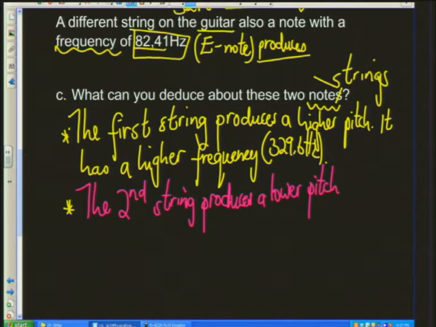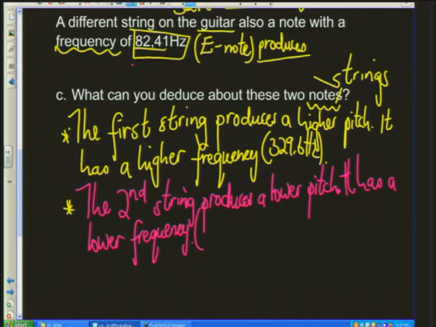Okay? Why? It has a lower frequency. Okay, so lower frequency, lower pitch. Higher frequency, higher pitch. And you can see that the frequency that we are given here for the second string is 82.41 hertz. Now far, far lower compared to the 329.6 hertz, which was the first string that we looked at. Okay, so this is very important.